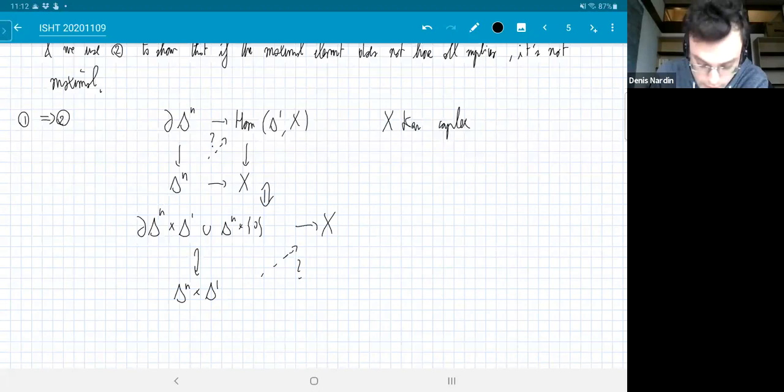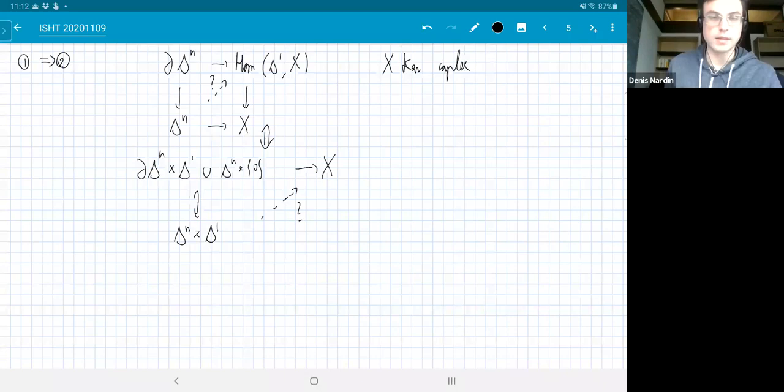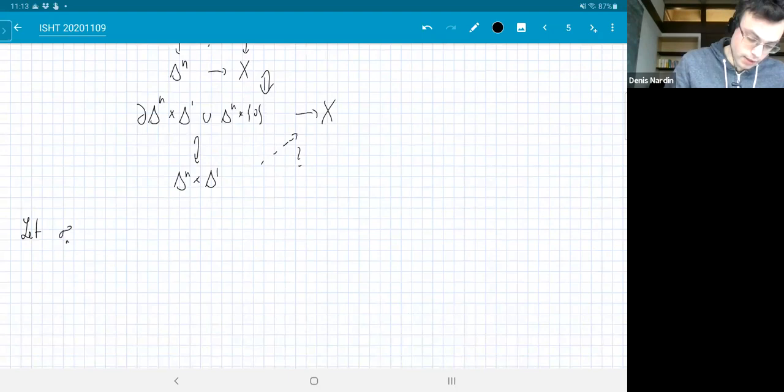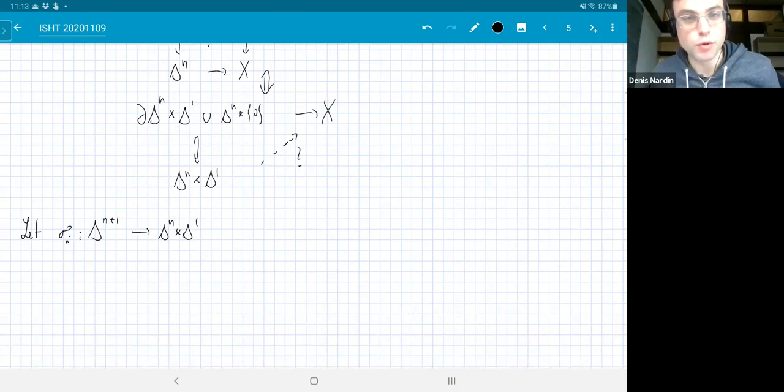And the idea is that you can get this delta n times delta one from the thing by adding cells along inner horns. So let sigma i be maps from delta n plus one to delta n times delta one. And by the way, this proof is going to look really, really similar to the proof that singular homology is homotopy invariant. That's not a coincidence, but let me leave it at that.